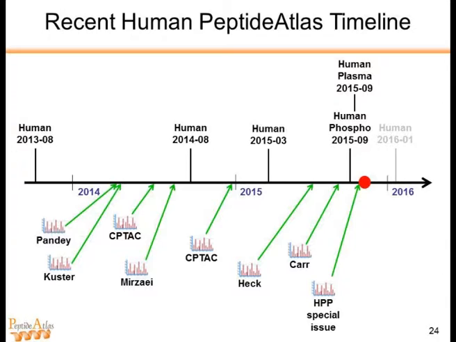So now I'm going to talk a little bit about specifically a couple different builds, and this is a timeline of new data sets. So the human atlas was pretty big back in 2013, but there have been a number of big data sets from Akhilesh Pandey and from Kuster, and there's a CPTAC study, and basically this from Hamid Mirzai. He had a big data set that used a bunch of different enzymes, so he actually added a big number of novel peptides to the build.